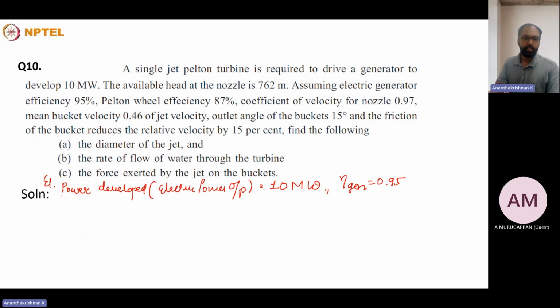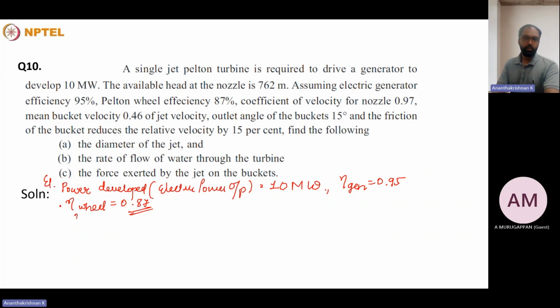And the next given in this problem is Pelton wheel efficiency, which is given as 0.87. So this is a relationship between the power output of the turbine and the power input of the turbine. The power input of the turbine is basically the kinetic energy of the fluid for the case of Pelton wheel. So we can calculate the velocity and all other parameters from that analysis.